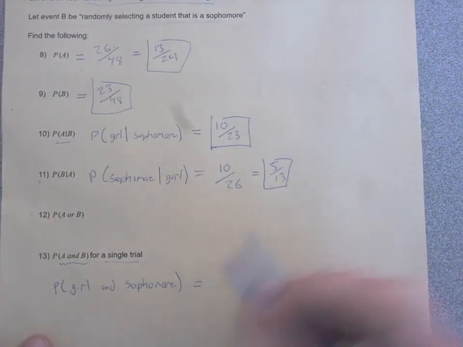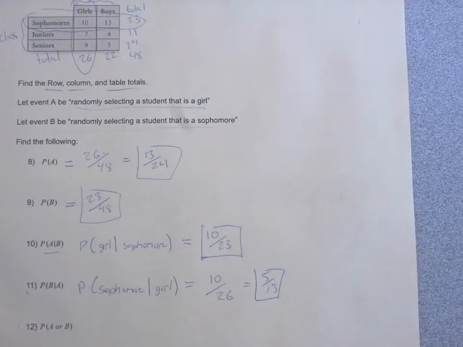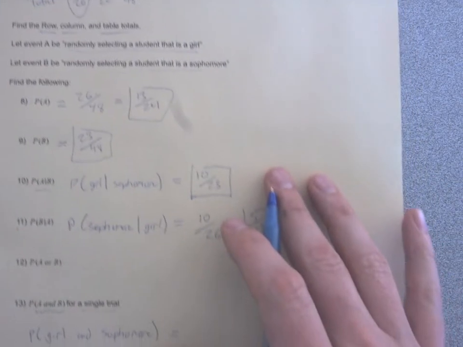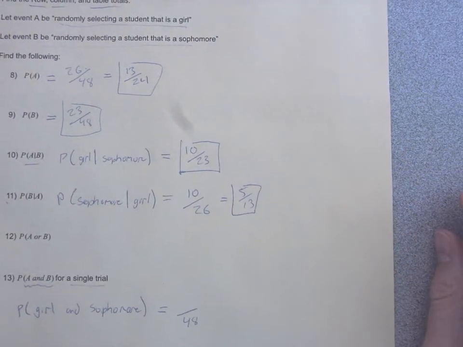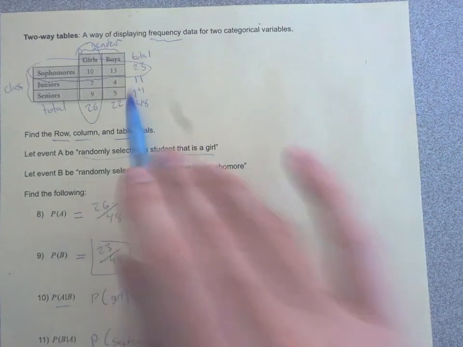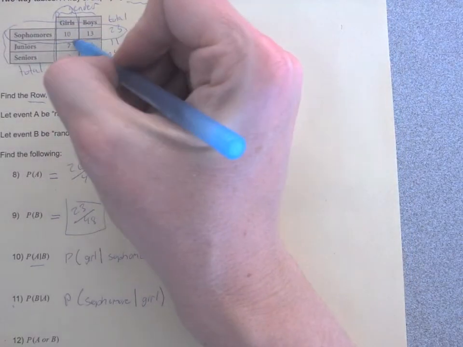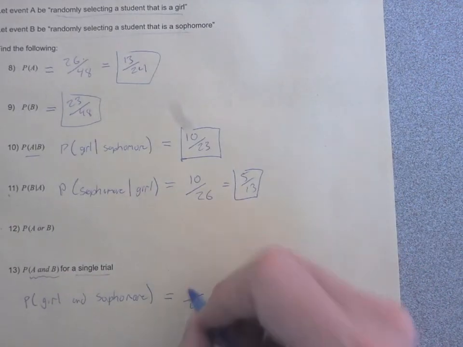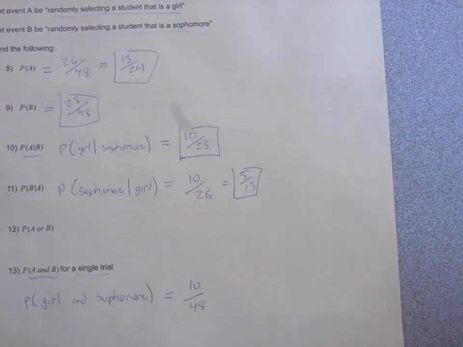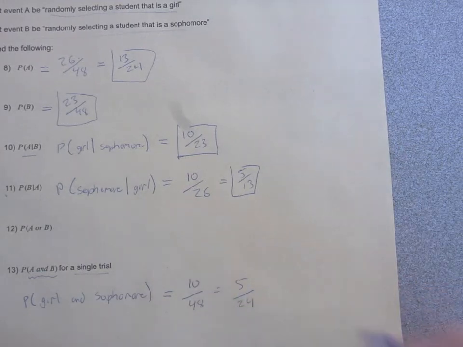So if we look at our table, we're choosing one student. We haven't narrowed it down to a specific column or row here. It's just one possibility. So we've got 48 students to choose from. Okay, this total, sorry. And the probability that she's a girl and a sophomore would be this. This is the number of people who are girls and sophomores. There's 10 sophomore girls. So the probability that you chose a sophomore girl is 10, because there's 10 of them, out of 48 students. So that's 5 out of 24.